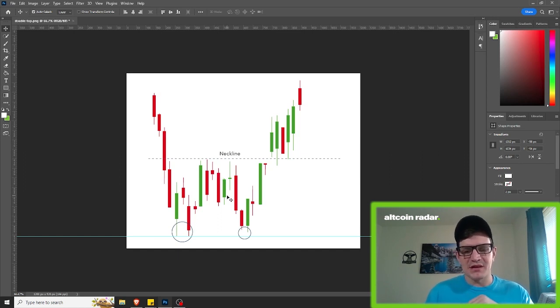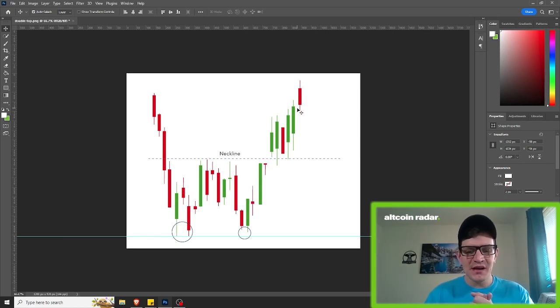So here's what happens. It goes up to the resistance line, and then it drops back down. It fails to go over the resistance line, and then it drops back down, fails to go through the support level as well and creates that second bottom, and then it goes up again. Typically what happens here is that's when the trend reverses and it goes bullish again.